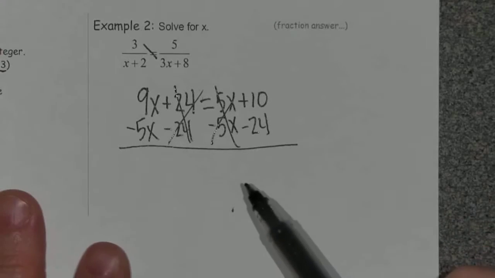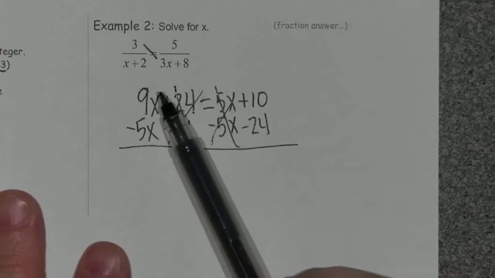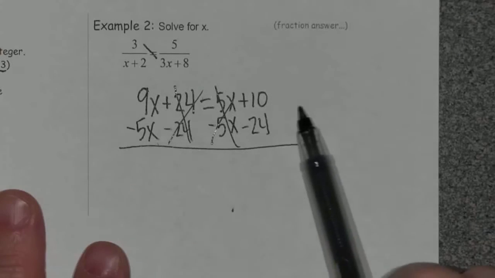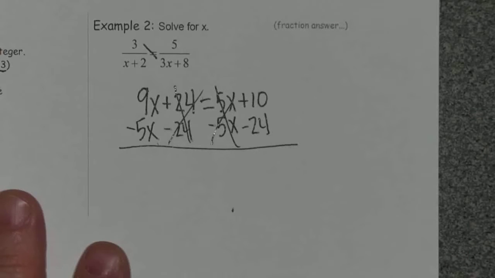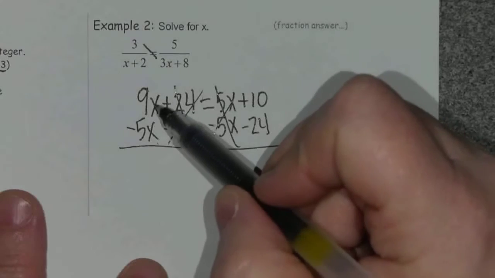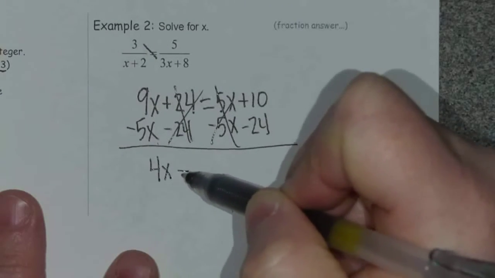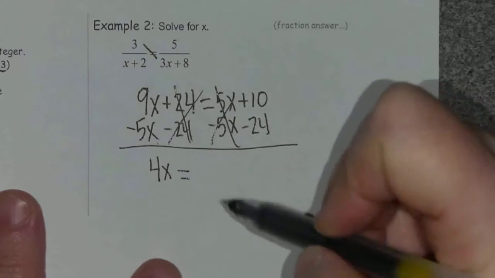You can't minus the 10 over? You could, but then the x's and the numbers would be on the same side together, and you'd have to remove that number back over to the other side. Yeah, but you totally could. You're just doing more work than you need to. So 9x minus 5x is 4x. And 10 minus 24.